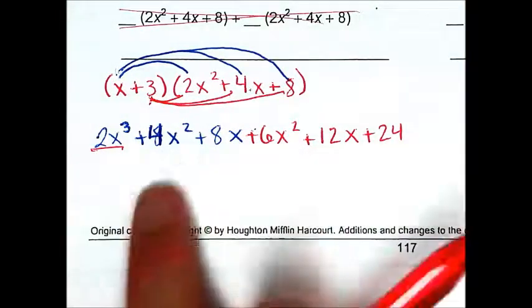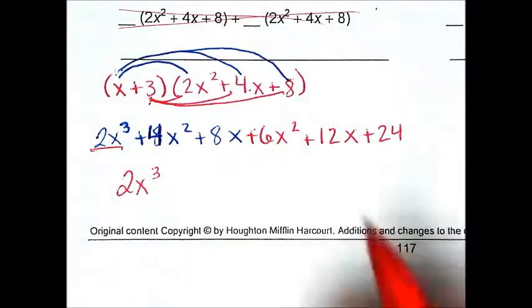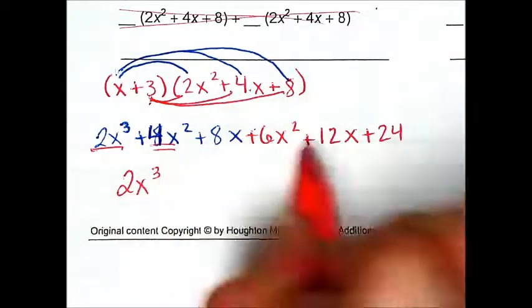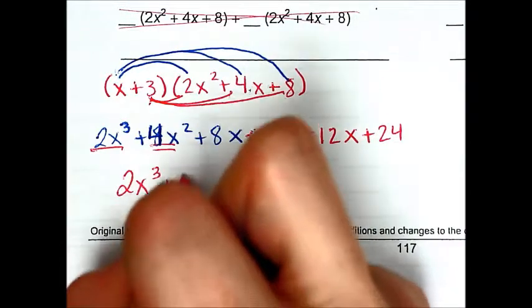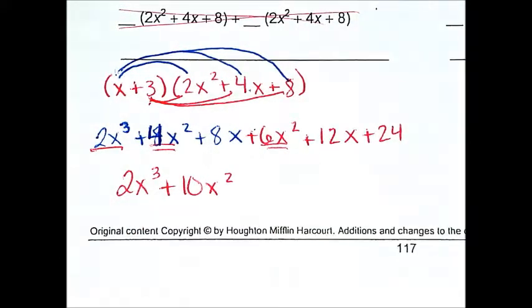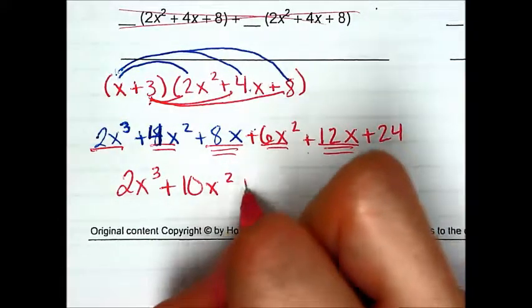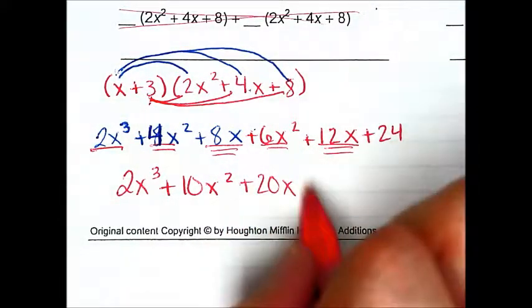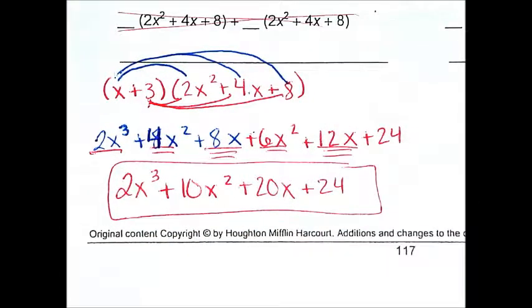2x to the third. Any other x to the thirds? Nope. 2x to the third. Okay, x squared and x squared. So 4x squared plus 6x squared, 10x squared. Okay, 8x plus 12x, 20x. And then your 24 hangs out at the end by itself. Final answer. It's just giant distribution problems, but I like multiplication, so I don't mind.